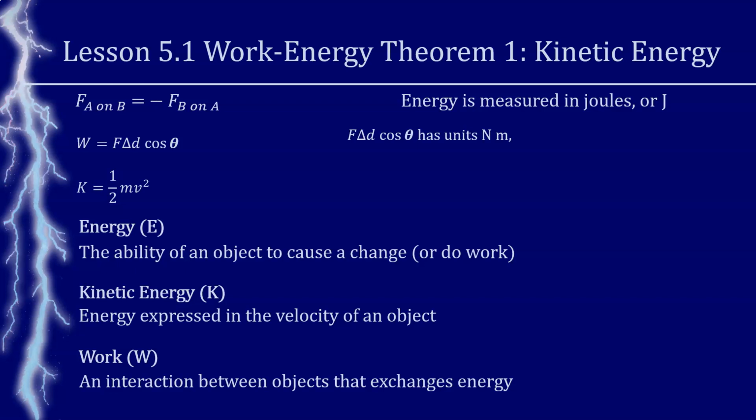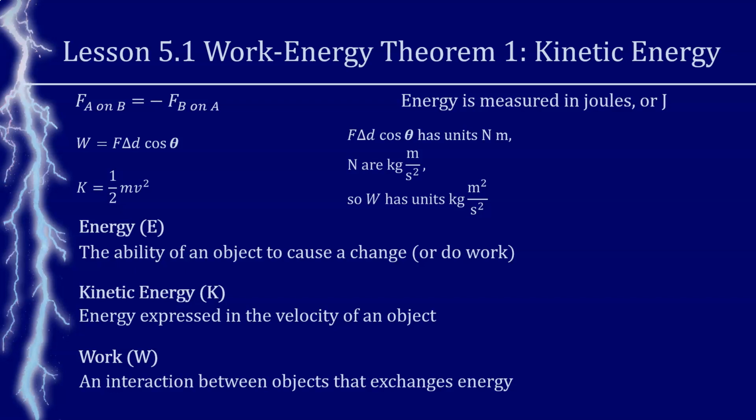And it's important to note here that these newtons and meters in this unit label for work are in the same direction. Newtons times meters. Well, what is a newton? A newton is a kilogram meter per second squared. Okay, so newtons are kilograms meters per second squared, and when I multiply that by meters, I get units of kilograms meters squared per second squared. And that's what a joule is.